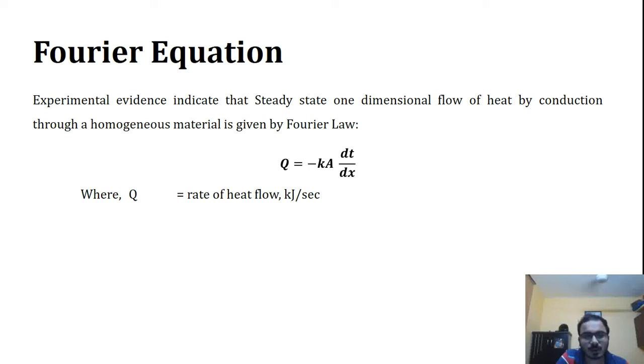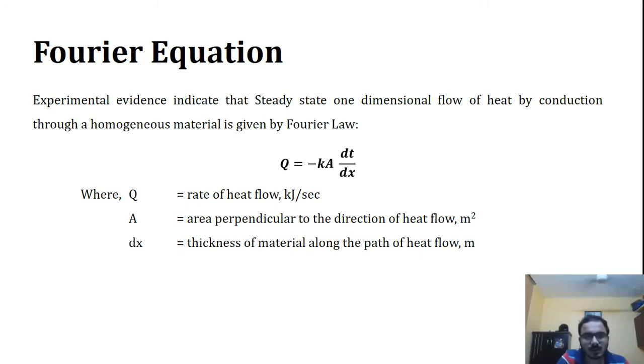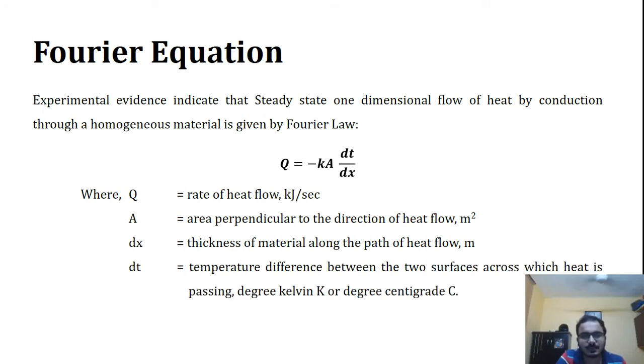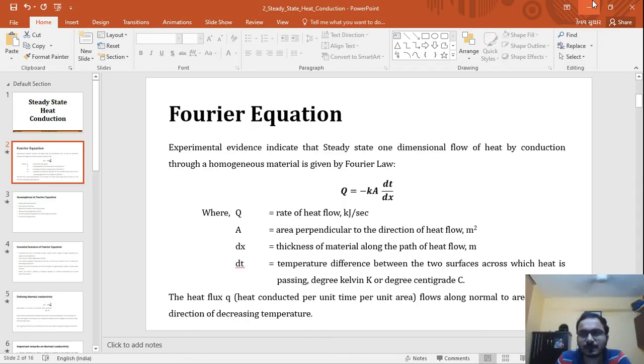where Q is equal to rate of heat flow in kilojoule per second. A is the area perpendicular to the direction of heat flow in meter square. dx is the thickness of the material along the path of the heat flow in meter, and dT is the temperature difference between two surfaces across which the heat is passing in degree Kelvin or degree centigrade. Now we will draw one figure, a simple figure, which will explain this formula in a proper way.